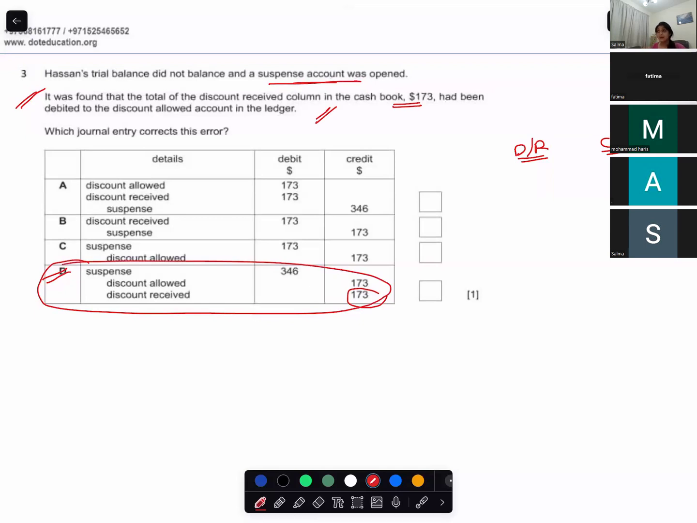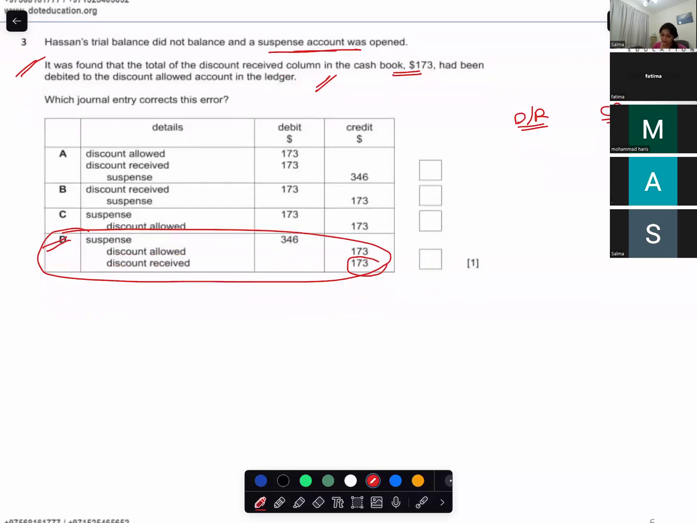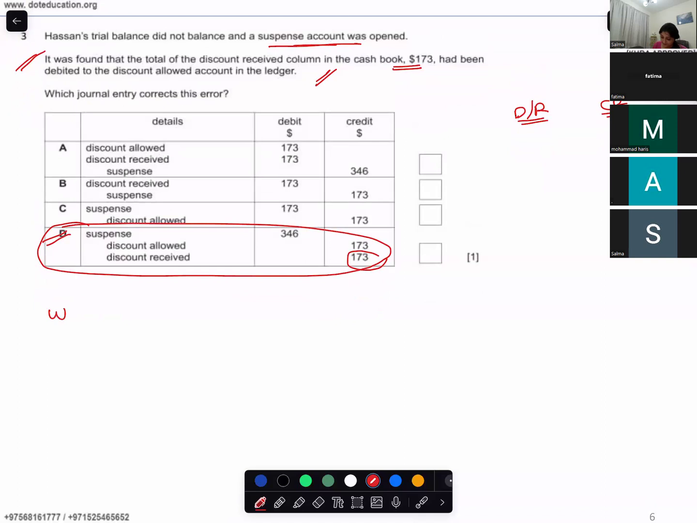Yeah, this is a shortcut to do MCQs for errors. But if you have more than one option where discount received is credited, you will do wrong, reverse, correct rectification. Haris, can you please help me with the wrong, reverse, correct rectification?